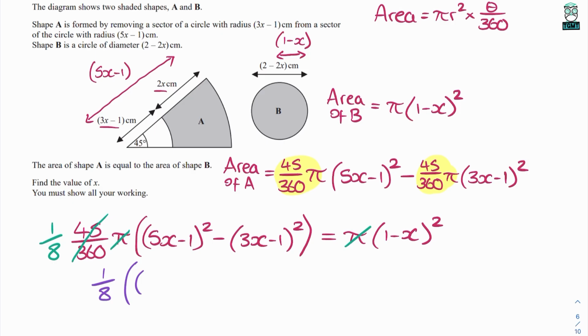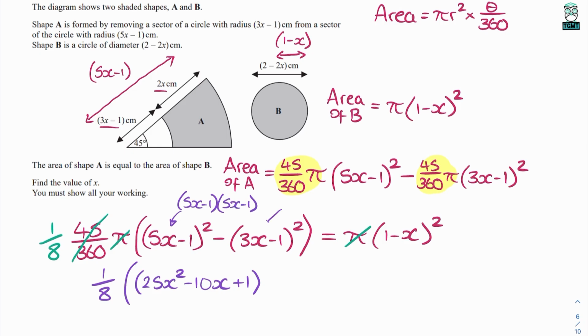So 5x times 5x would be 25x squared. 5x times negative 1 is 5x, and you'll have two of those. So that is negative 10x. And negative 1 times negative 1 will give you plus 1. Now, I wouldn't advise doing that unless you are super confident at expanding double brackets, but that is just the expansion of 5x minus 1 and another 5x minus 1.